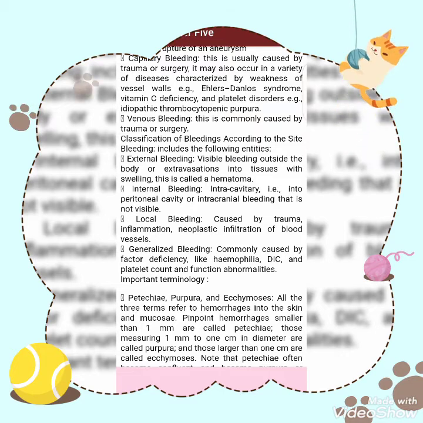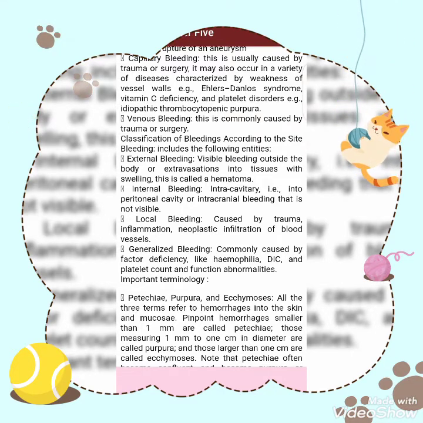Classification of bleeding according to site includes the following entities: external bleeding, visible bleeding outside the body, or extravasation into tissue and swelling. This is called hematoma. Now I am coming to discuss with you internal bleeding, intracavity, i.e. intraperitoneal cavity or intracranial bleeding. This is not visible.